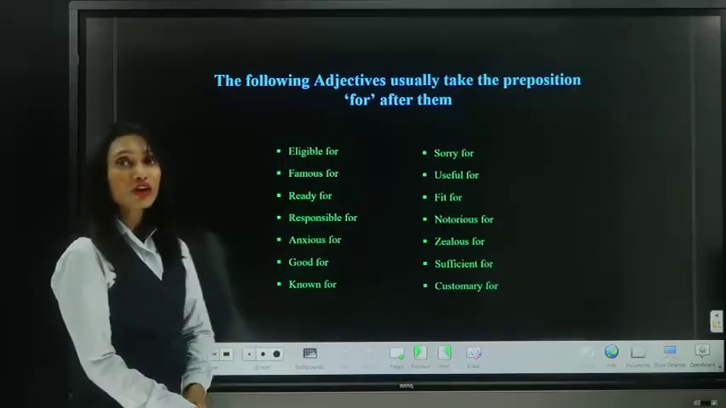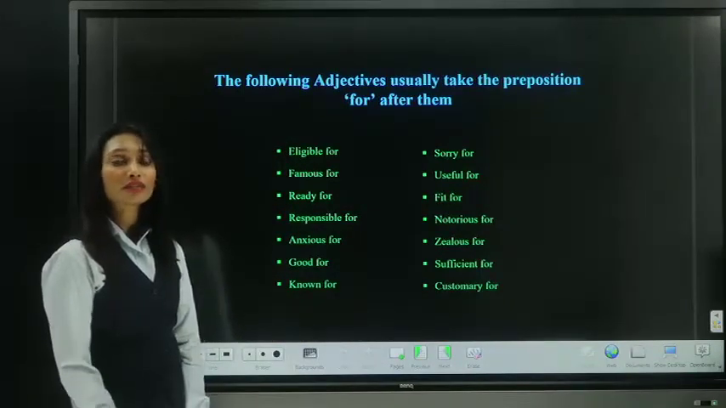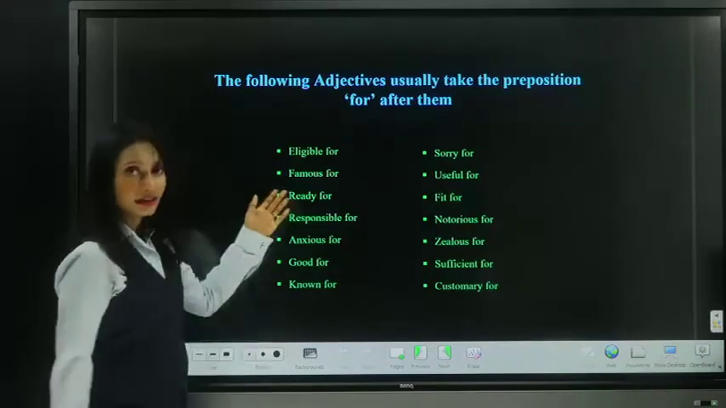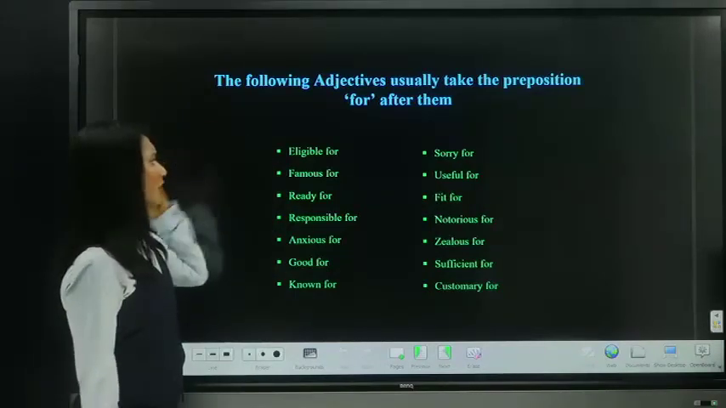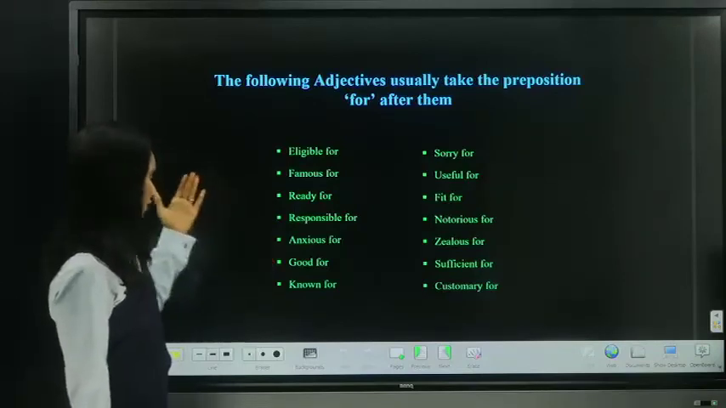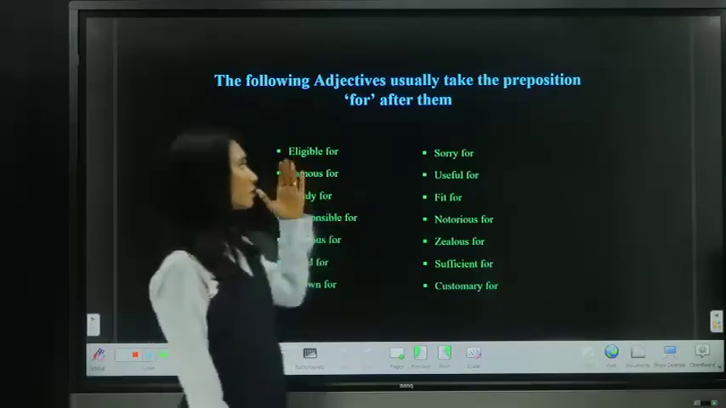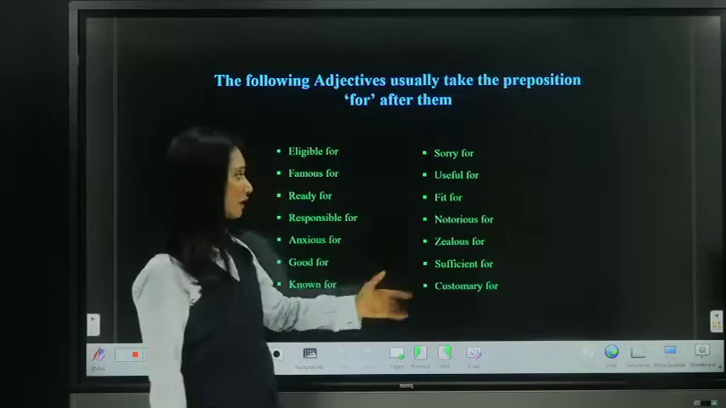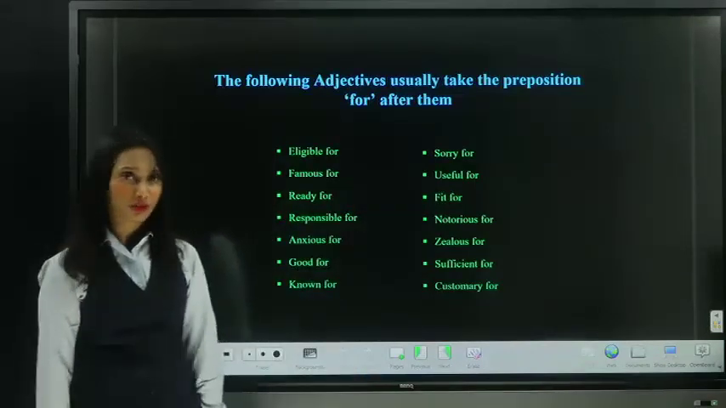So this list of adjectives is always followed by for. They are eligible for, famous for, ready for, responsible for, anxious for, good for, known for, sorry for, useful for, pity for, notorious for, jealous for, sufficient for, customary for.